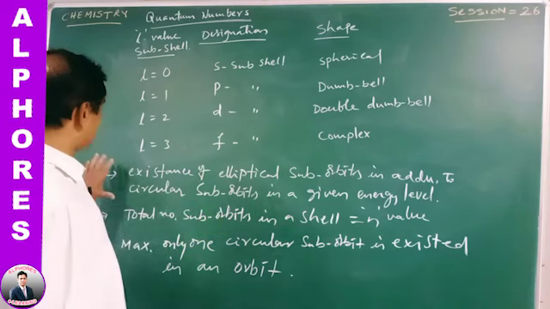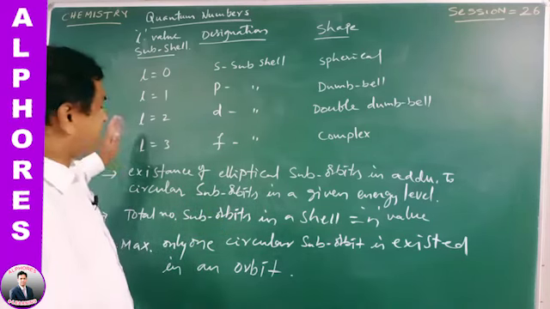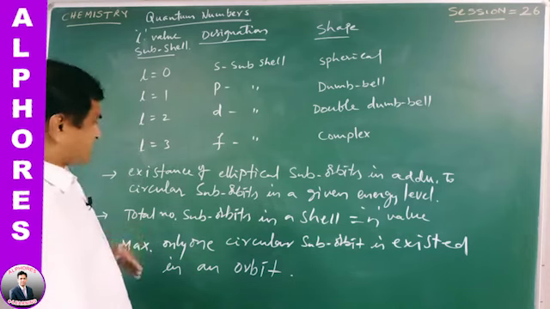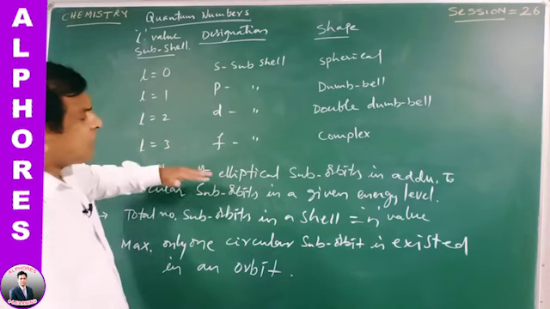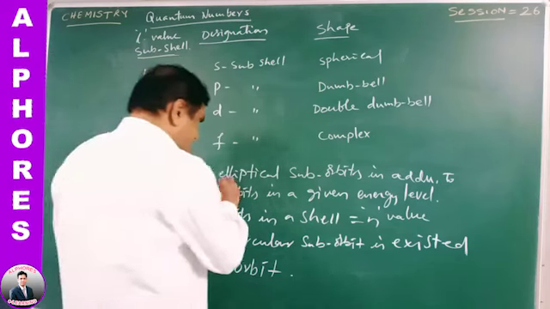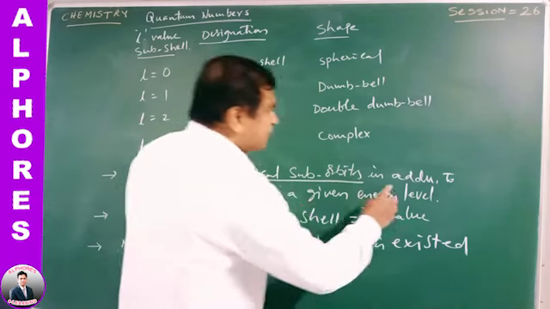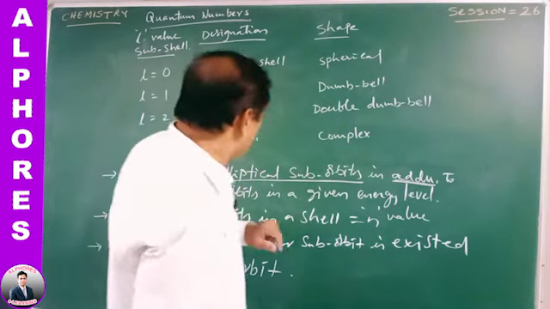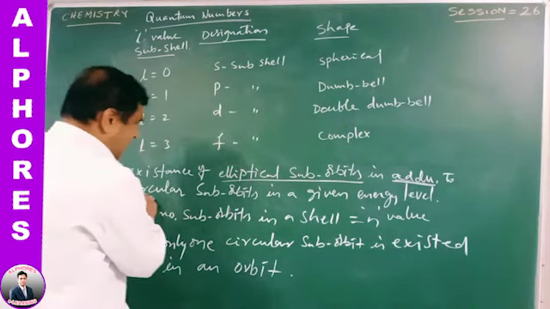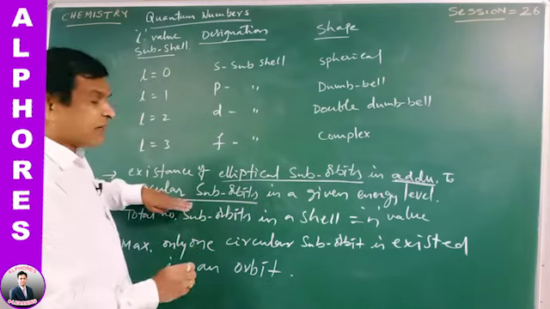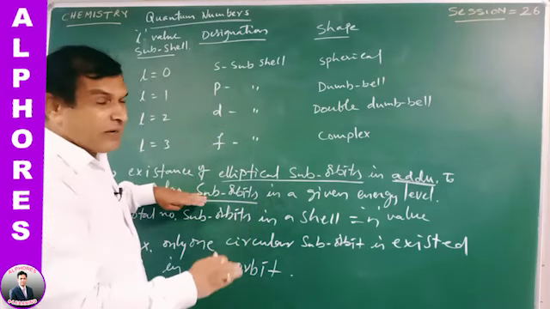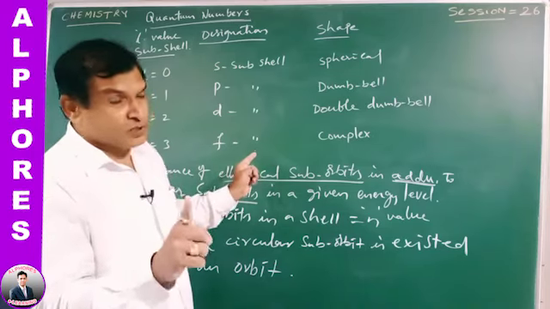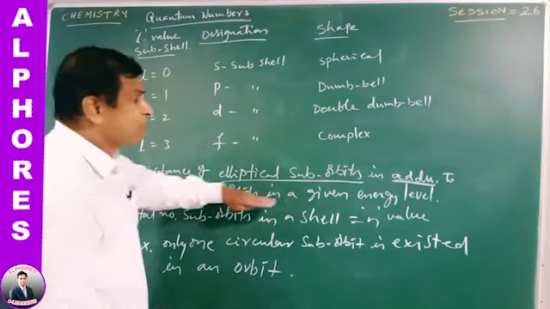Once again, let us go through this. Azimuthal quantum number explains existence of elliptical suborbits in addition to, remember, in addition to, it's not compulsory, in addition to circular suborbits. That means a circular suborbit must be there in the orbit. In addition to the circular suborbit, elliptical suborbits may exist. That should be understood, in a given energy level.